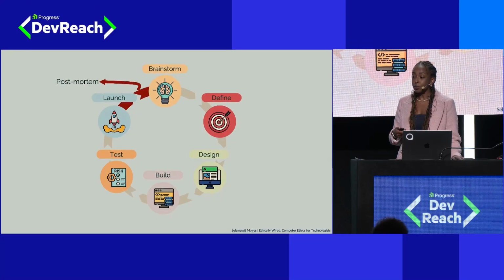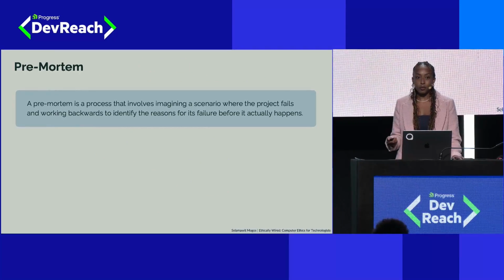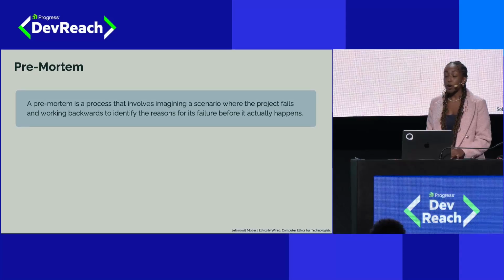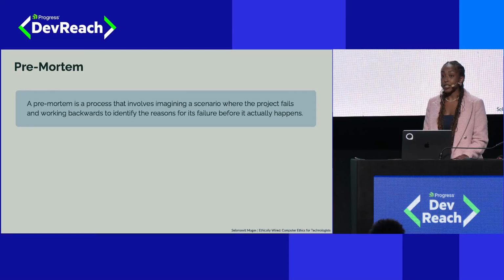But I argue we should also be doing pre-mortems. And for those of you who might not be familiar, a pre-mortem is just a process that involves imagining a scenario where the project fails, and you work backwards to identify the reasons for that failure before it actually happens.